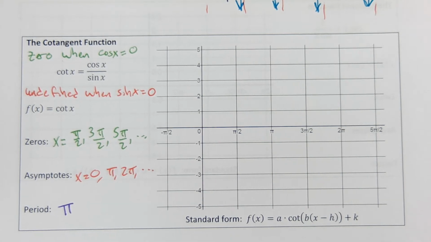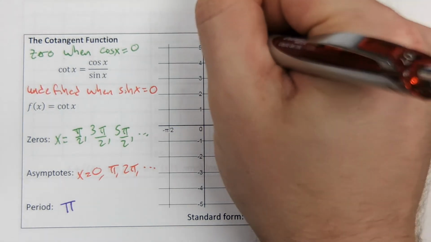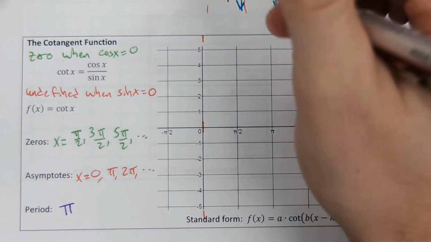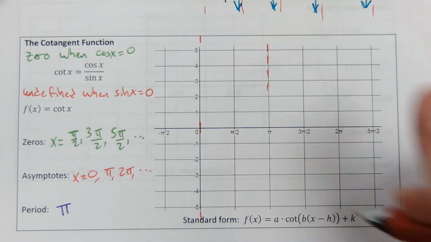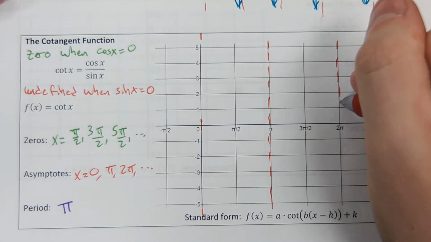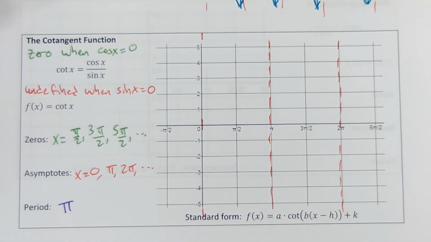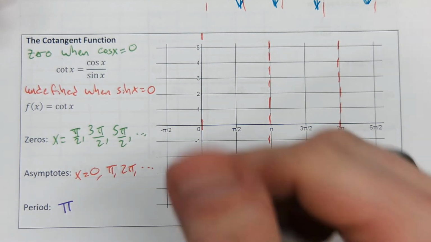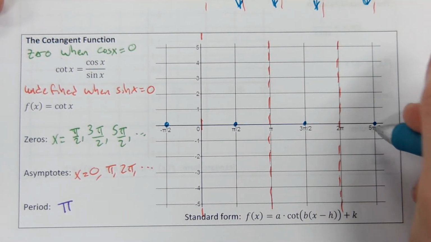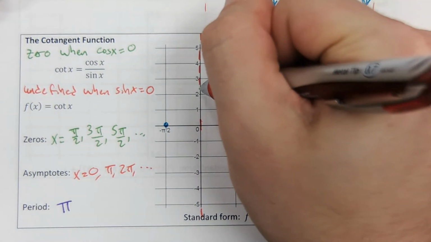Okay. This time I have asymptotes at all of my integer multiples of pi. So that means my x-axis is now an asymptote. And halfway between every set of asymptotes, you will find a 0. You know what? I think this shows up. Go ahead and throw those on there.